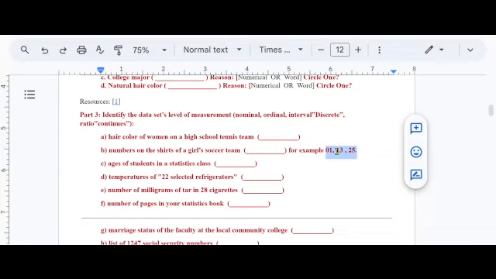Just one girl has 01, another girl has 13, another girl has 25. Is this clear? So we said this is what? Categorical and nominal. Is the order important? No, not important. Okay, next one.